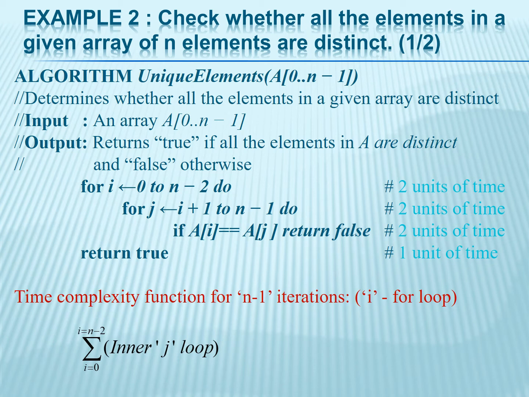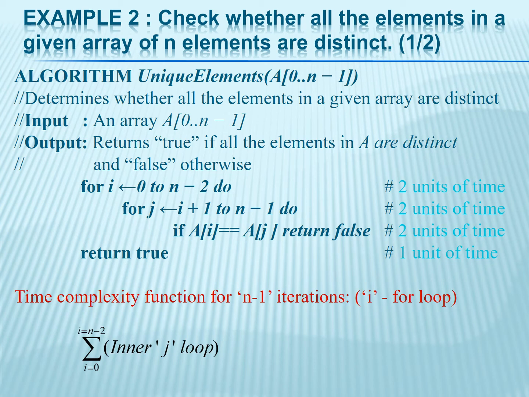Now let us compute the time complexity of this algorithm. The units of time of execution of each statement are as given: 2 units of time for the I for loop statement, 2 units of time for the j for loop statement, and the comparison if statement has 2 units of time and the return 1 unit of time.